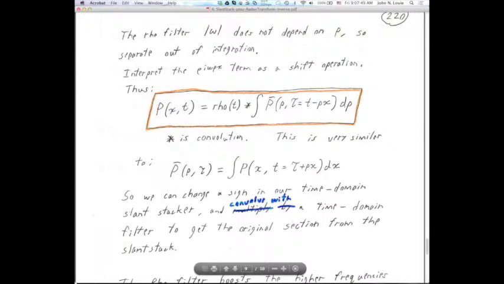Okay, so I need to add a little bit more out of lecture notes number 6, PDF number 6, on the slant stack, on p-tau, on the Radon transform, and then we can move along to what you've all been waiting for.